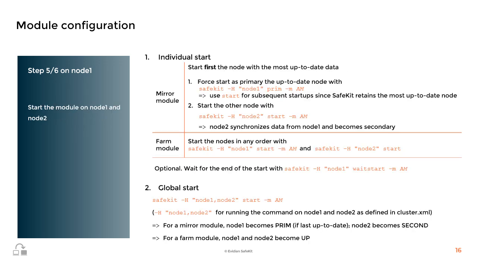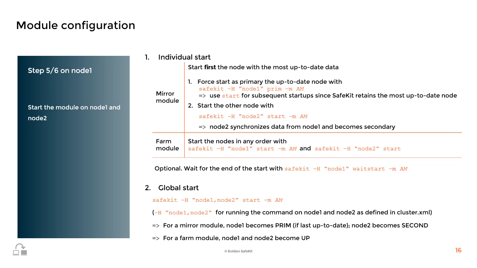Let's proceed to step 5 of our scenario, which involves starting the module on both Node 1 and Node 2. Thanks to the -H option, you can start the module on both nodes from a single node, Node 1 in our scenario. You have two options for starting the module.